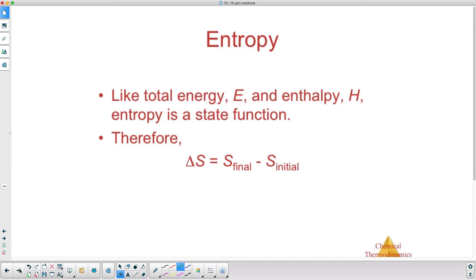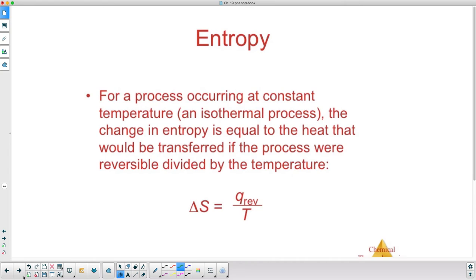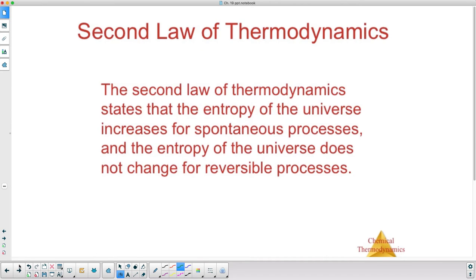Let's keep moving here. Like total energy and enthalpy, entropy is a state function, which means the change is the final minus the initial. This is something that we've talked about before. Final minus initial. And it's going to act like some other stuff that we've done. So that's good. When the process is occurring at a constant temperature, or isothermal, which means constant temperature, the change in entropy is equal to the heat that would be transferred if the process were reversible, divided by the temperature. So a reversible process divided by the temperature. Okay, that's just your standard.